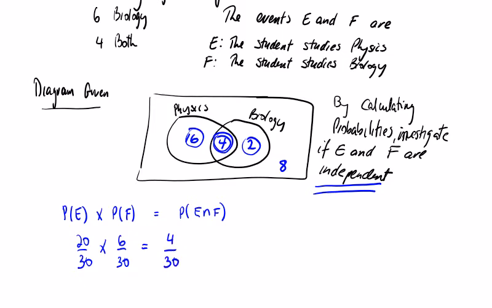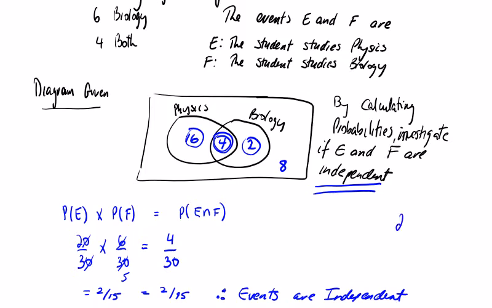So if you simplify this down, you're going to get 2 over 3, and you're going to get 1 over 5, which is 2 over 15, which is equal to the other side, which is also 2 over 15. Therefore, we can say that these events are independent. This question was asked in 2013.